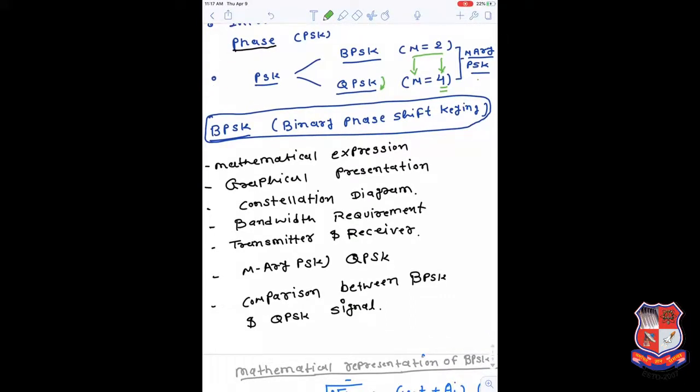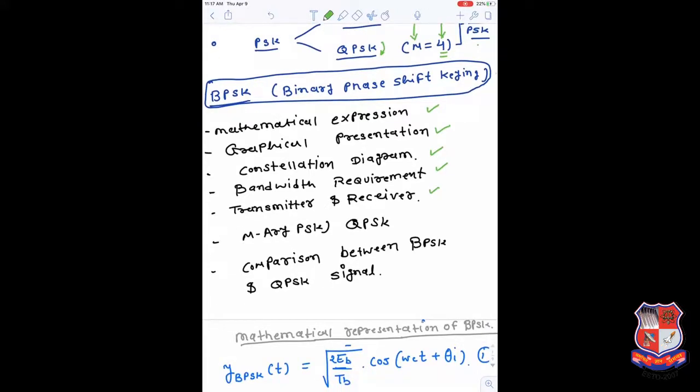BPSK is binary phase shift keying, and in this lecture we are going to discuss the mathematical expression, how to represent BPSK. Then we will see the graphical presentation. Then we will learn about the constellation diagram of the BPSK signal, the bandwidth requirement, and the design of a transmitter and receiver for the BPSK signal. Then we will learn about the M-ary PSK signal, a very special case of which is QPSK, but we will address that in the next lecture. So in today's lecture we discuss all these topics which are written here.